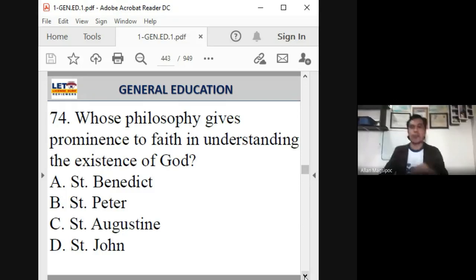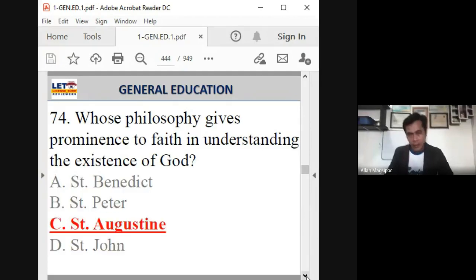Sige. Kung kanina si Thomas Aquinas, use of reason. Ito naman, use of faith in understanding the existence of God, and that is St. Augustine. At least meron makikita na comparison. Okay. Next question.